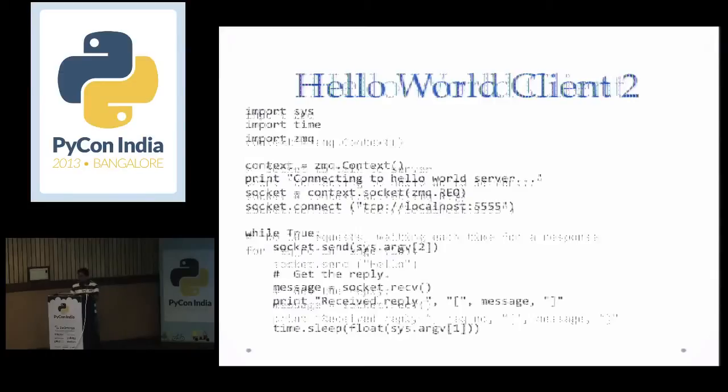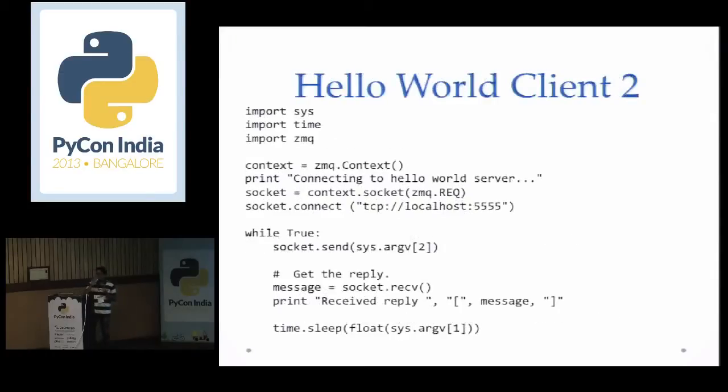So let's take a different example of the client, which sends data in an infinite loop. The first part is the same. Then we do a while true loop, and I take the message to be sent from the command line arguments, send it through socket.send, receive back the message, and print it. The last part is where I ask the client to sleep for a few seconds. In this, I will be starting two clients and a single server, and let's see how the server handles both clients' requests and load balances between them.